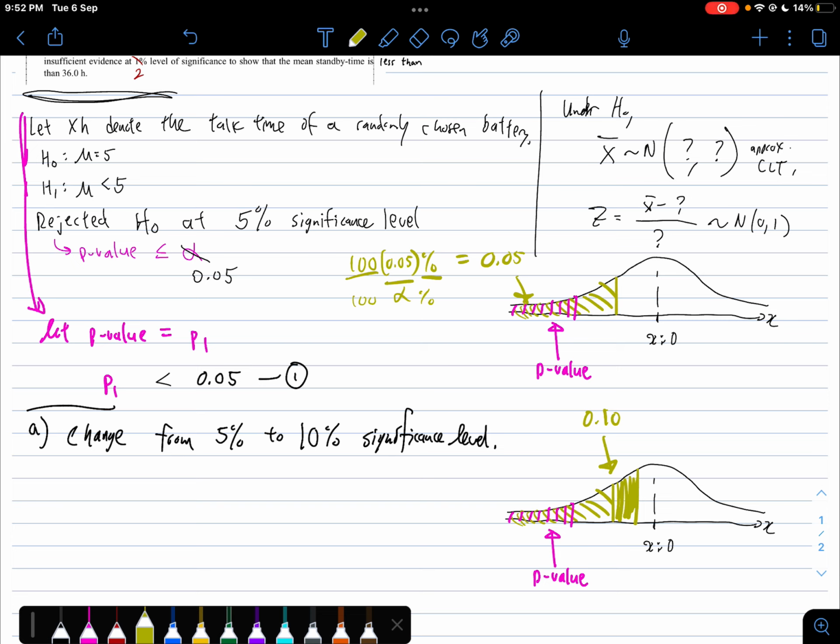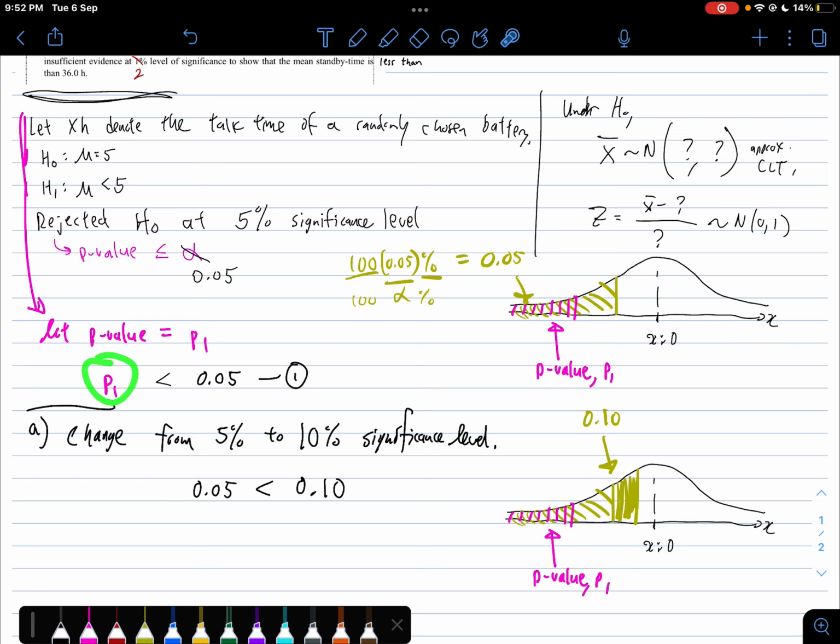The p-value, the pink color area, stays the same, the P1. Which means that P1 now is, originally we already know that, sorry, let me try again. 0.05 is of course more than 0.10. No wait, that's just truth. And then we know from inequality 1 that P1 is less than 0.05.